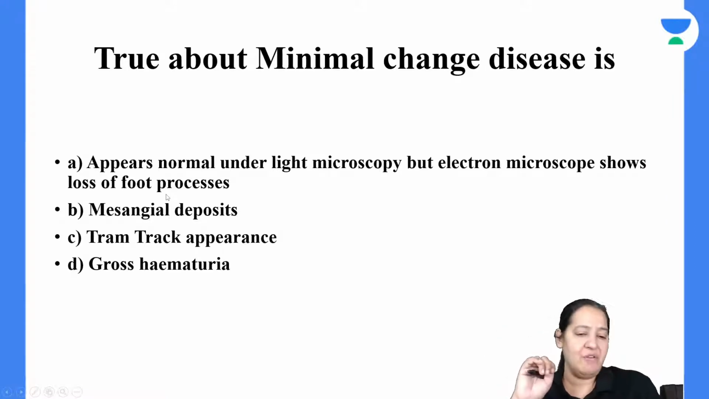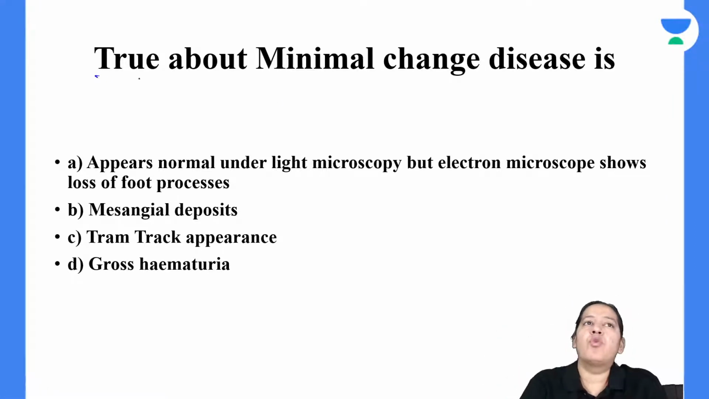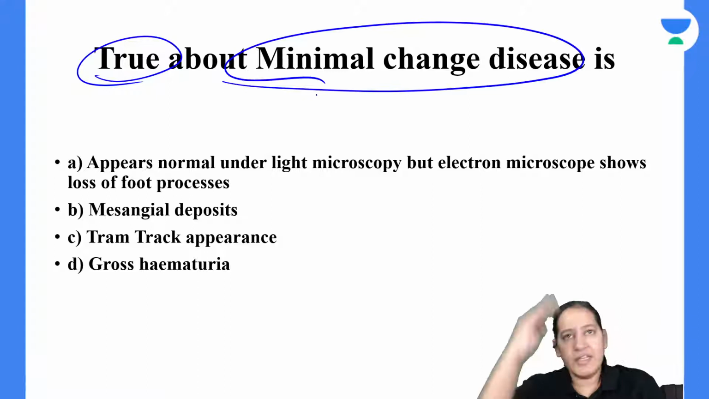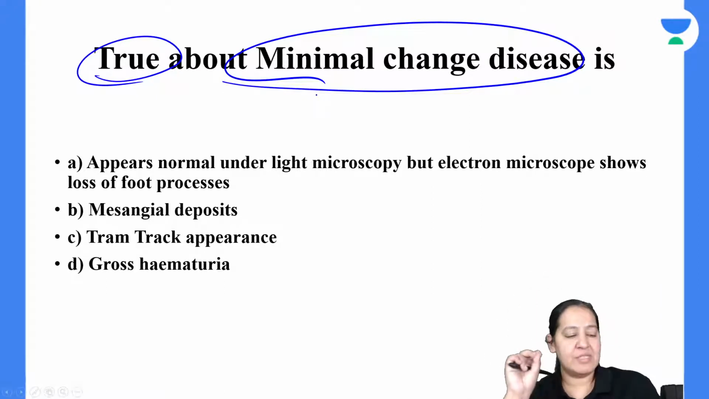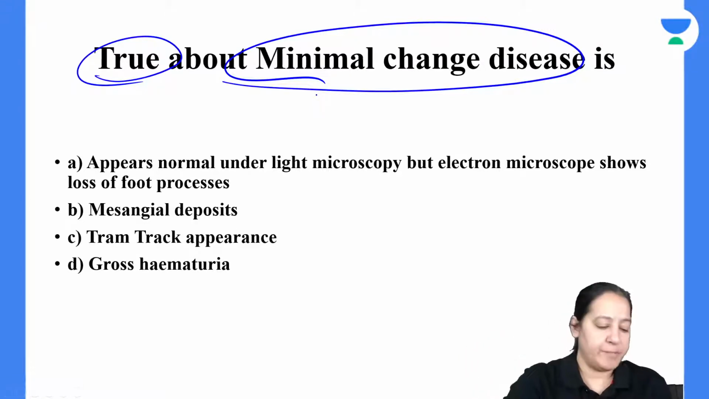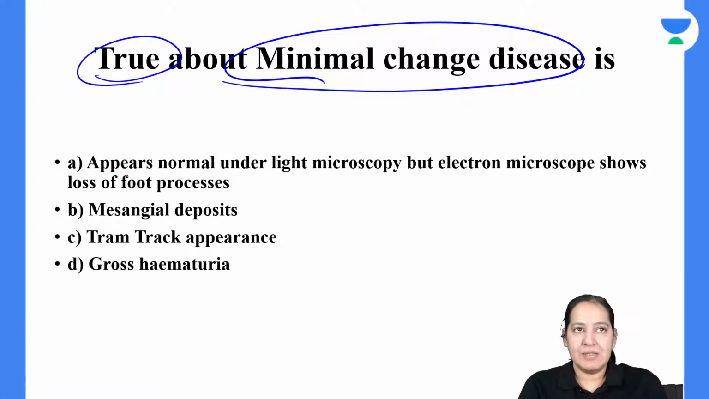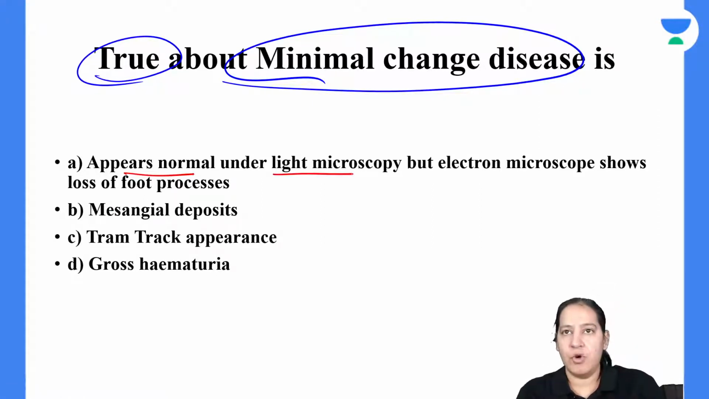This is the next question in front of you. What is true about minimal change disease? Read the 4 statements and tell me which is the true statement about minimal change glomerulonephritis or minimal change disease which occurs in children. Who will tell me? The 4 options are in front of you. It appears normal under light microscopy, but electron microscopy shows loss of foot process.